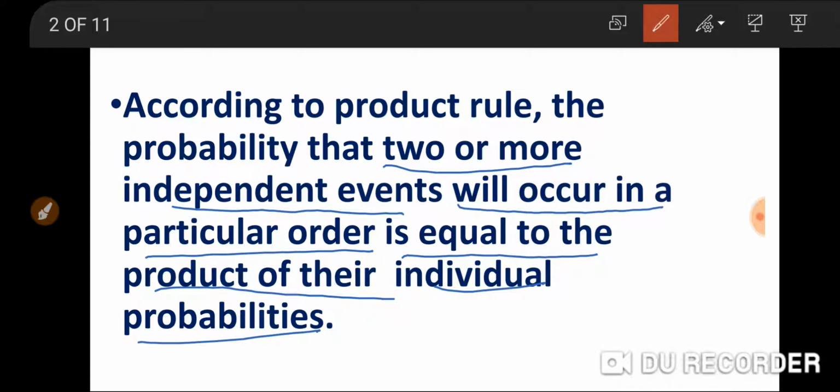So, this product rule states that when two or more independent events occur in a particular order, then the probability of these events is equal to the product of their individual probabilities. Now let's take a few examples to know how this product rule is applied in genetic numericals or genetic problems.